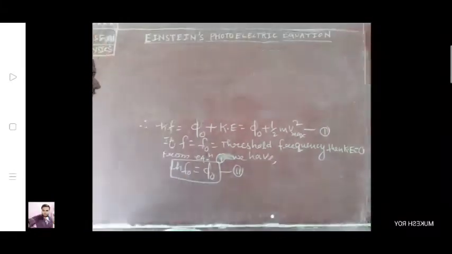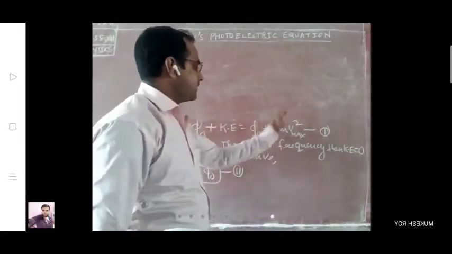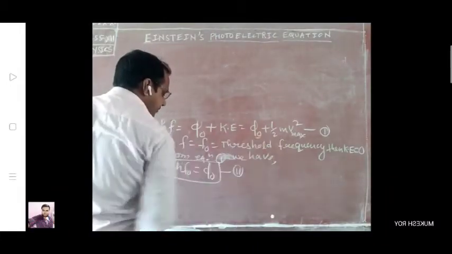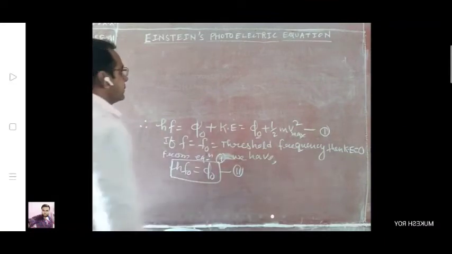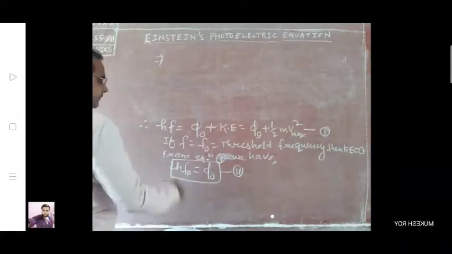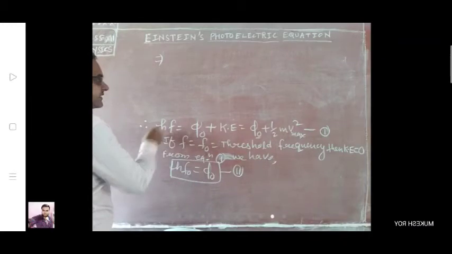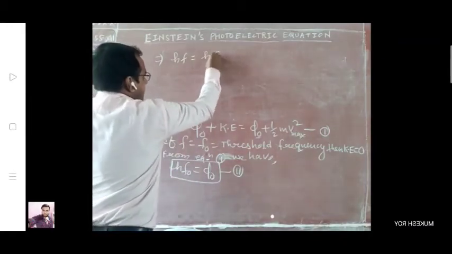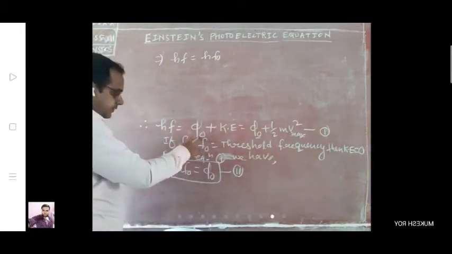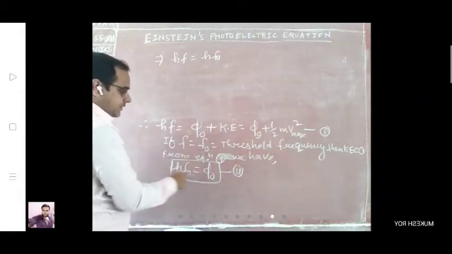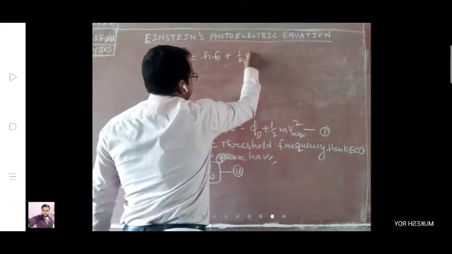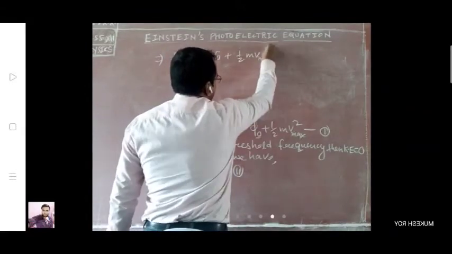Right now, if we again take the first equation and try to analyze it, in place of phi naught we have put HF naught. This implies that again we can express this equation as HF equals HF naught. ध्यान से देखिएगा, in terms of HF naught, because phi naught equals HF naught. So HF equals HF naught plus half m V max square. We can write here.